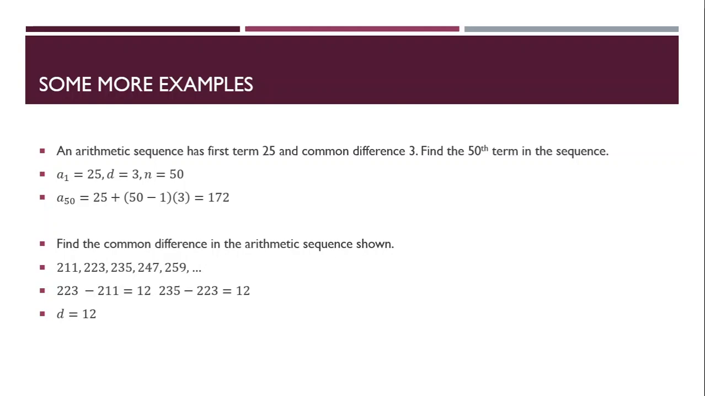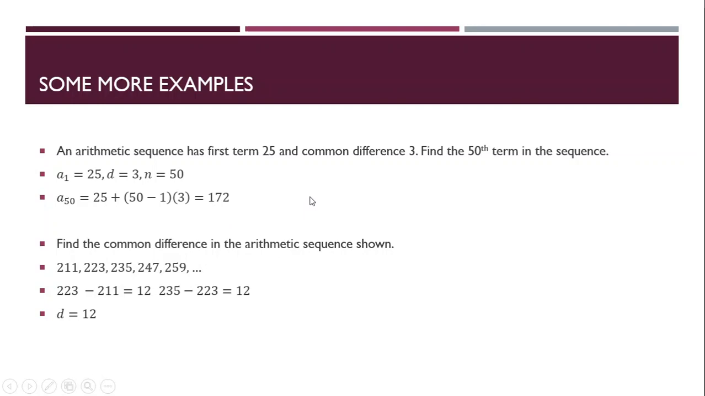Okay, a couple more examples of things that you might be asked to do. Let's say we've got an arithmetic sequence with the first term 25 and a common difference of 3, and we want to find what the 50th term of the sequence is. So we're looking at 25, 28, 31, 34, 37, and so on. When I've said 50 numbers, what is that 50th number? Well, we do it the same way as we were working with money. Our initial number is 25, our common difference is 3, and our N is 50. So we get 25 plus 50 minus 1 times 3, which is 172.